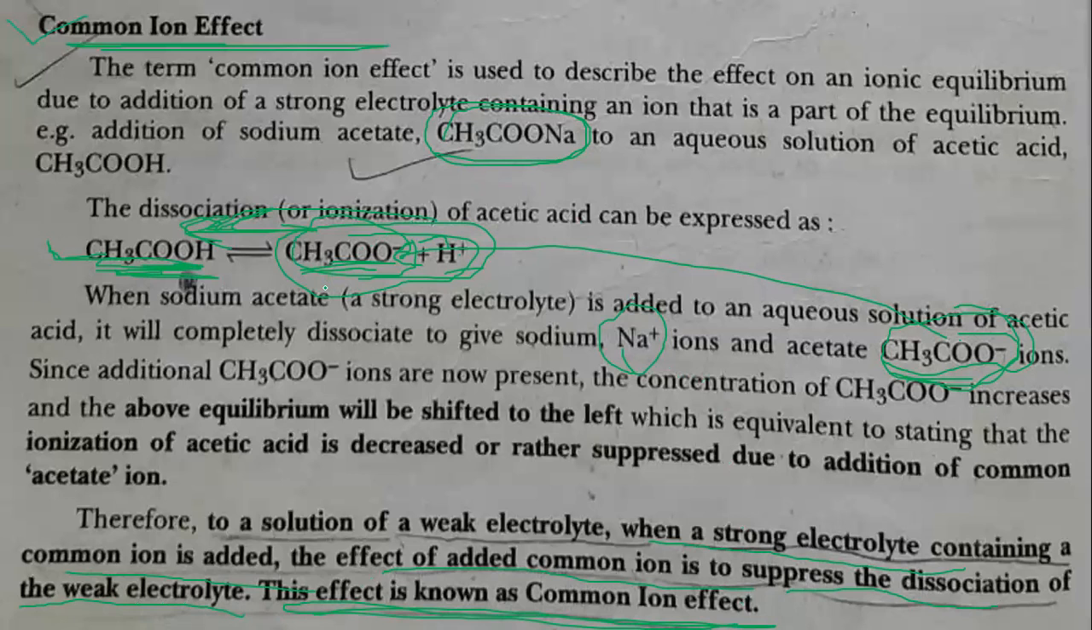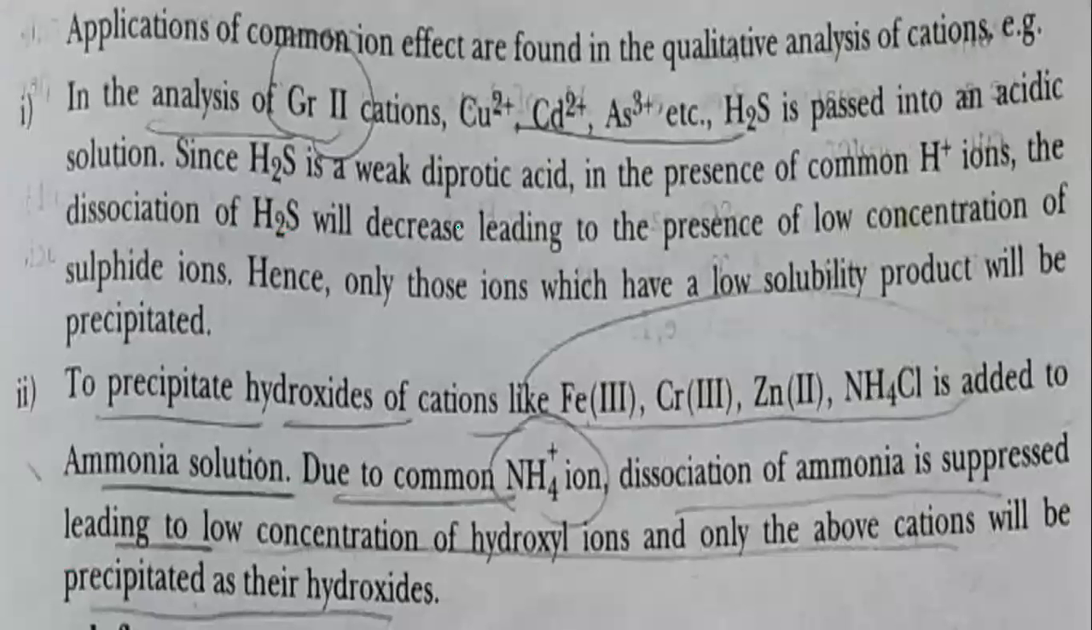But if you are adding KCl in that salt solution, which ion is common now here? Chloride ions are common. So the dissociation of salt, that NaCl, gets decreased up to a certain extent, or its dissociation is suppressed. Okay, and this is how the common ion effect works.